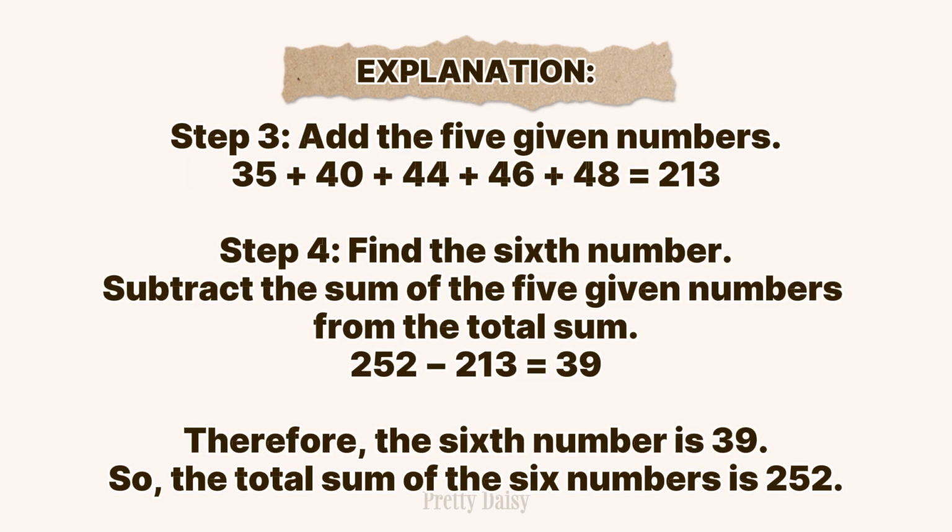Step 3. Add the 5 given numbers. 35 plus 40 plus 44 plus 46 plus 48 equals 213. Step 4. Find the 6th number. Subtract the sum of the 5 given numbers from the total sum. 252 minus 213 equals 39. Therefore, the 6th number is 39.